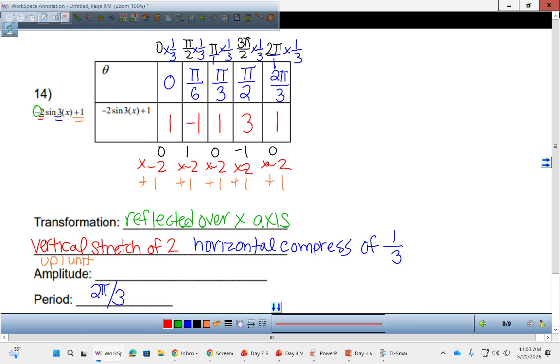The lowest point of the graph is -1. The highest point of the graph is 3. That distance is 4 units. Amplitude is cutting that distance in half. The amplitude is 2. Another way to look at amplitude is it's the A value, the leading coefficient of 2. Amplitude is height, and so height isn't negative. I'm not going to put the negative with the amplitude. It's just the 2.